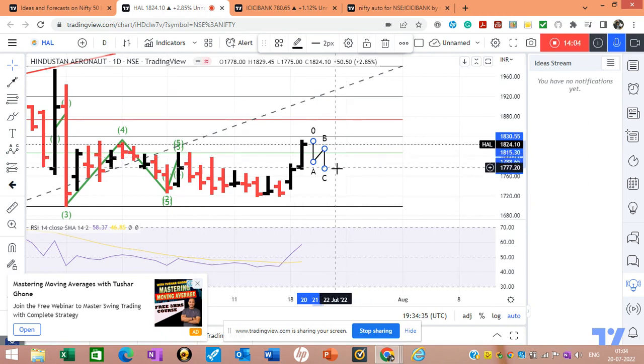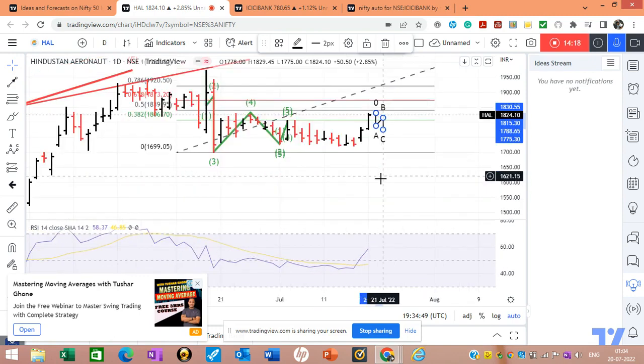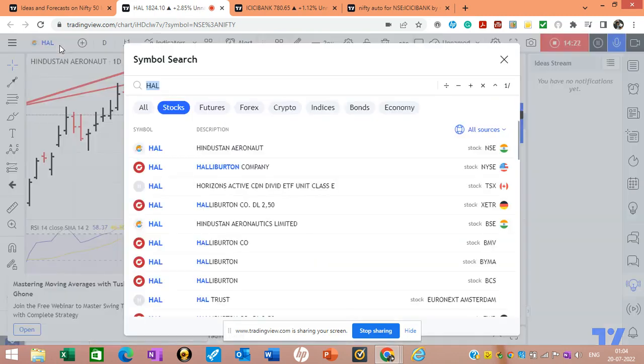Okay. Again, if there is a move up, then this is a zigzag correction happening at the second wave. And if there is no move up, then this would be a flat correction. A, B, C, and A, B, C, and a five wave move up, and then straight away it will start falling. Okay, in HAL, this is the position.